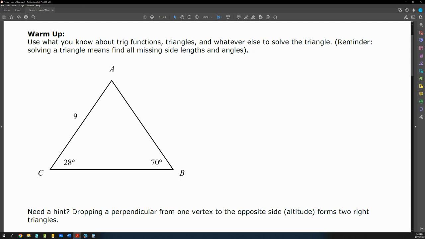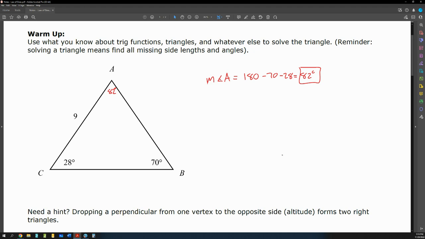Okay, so probably one of the first things that you notice about this triangle is that we have two of those angles. If you remember back from geometry, we know that the interior angle sum for all triangles is 180 degrees. Therefore, we can find the measure of angle A to be equal to 180 minus the other two angles, so minus 70 and minus 28. If you subtract out the other two angles, we find that the measure of angle A is 82 degrees. So that's one of the things that we can find out.